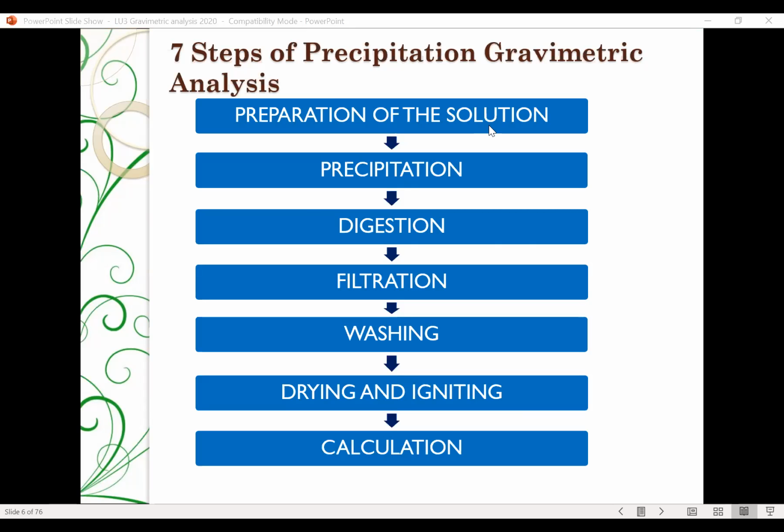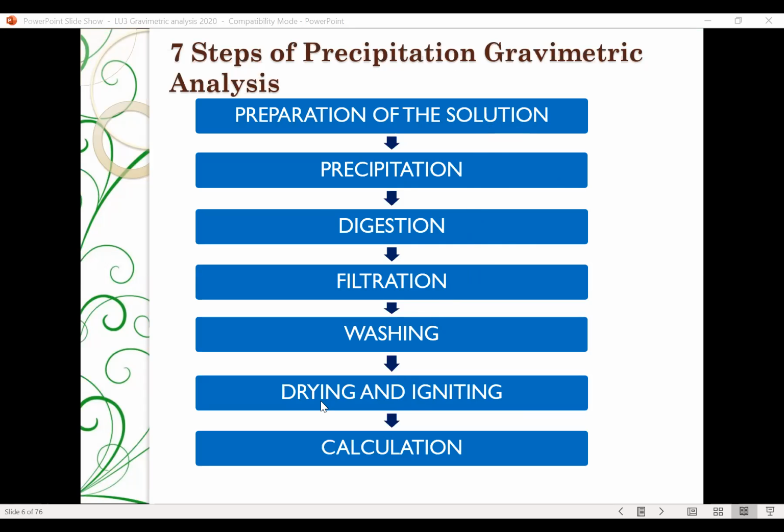Again, I repeat: the first step is to prepare the solution. The second step is to conduct the precipitation process using the precipitation reagent. And then we do the digestion process. We will discuss later what the purpose of the digestion process is. And then we have the filtration process, followed by washing, drying and igniting.